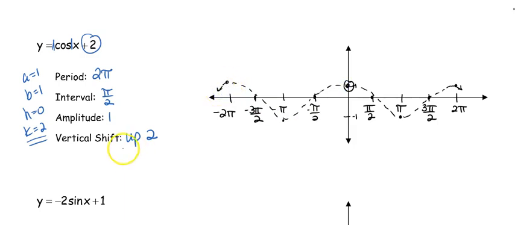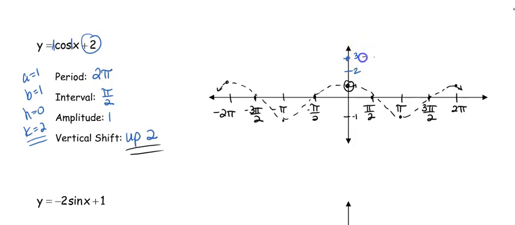What we're going to do now, the only change that we've made is that we're going to move that graph up 2. So the cosine graph that normally starts at 0, 1, I'm going to move it up 2 spots. So now my starting point is at 0, 3. I'm just going to take that entire graph and move everything up 2.